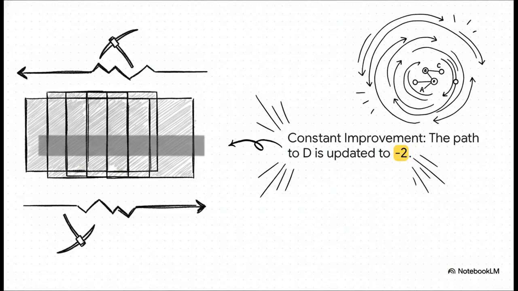And the algorithm just keeps on grinding. It just keeps chipping away at those infinite distances. With each pass, it finds newer, better routes. You can see here, it eventually finds a path to node D with a total cost of -2. This is the whole idea behind Bellman Ford. It's just this relentless, systematic process of improving its answers, checking and rechecking everything.